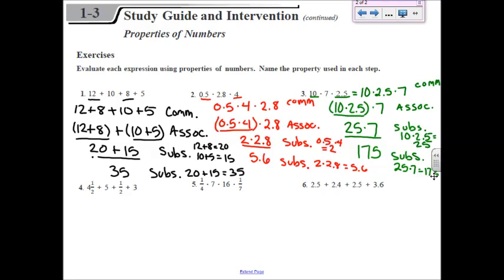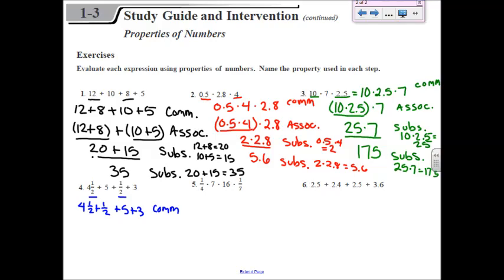All right, number 4. I see fractions. I don't like fractions. I'm going to see if I can make them go away. Well, I have 4.5 here, and I have another half here, and I know if I put them together, they're going to equal a whole. So I'm going to put them next to each other, and I'm going to say 4.5 plus 1/2 plus 5 plus 3. And that's the commutative property. I can change the order of addition and multiplication.